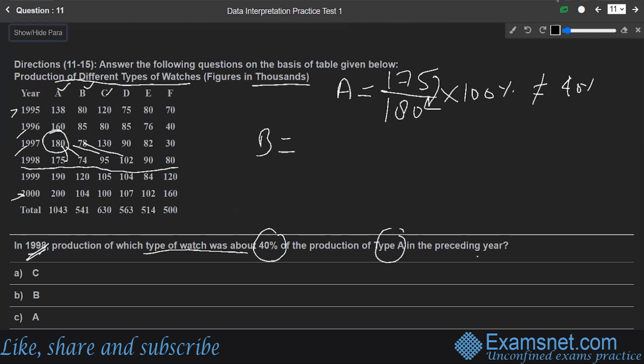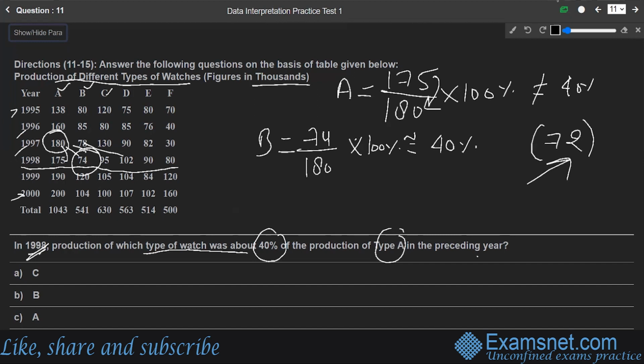Now if we compare for B, the 1998 B value is 74 divided by 180, because we have to compare it with 180 only. 74 divided by 180 into 100. If we do this, it is coming out to be approximately close to 40%, because 72 would have been exactly 40% and we are getting 74. So yes, this is approximately close to 40%. So for type B, the things are being justified. That is the answer, option B, type B.